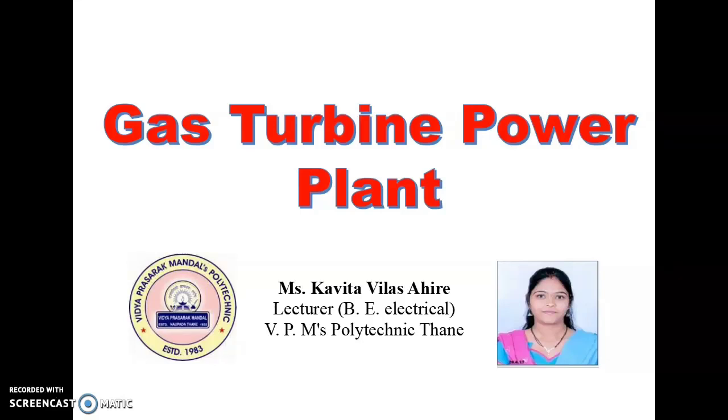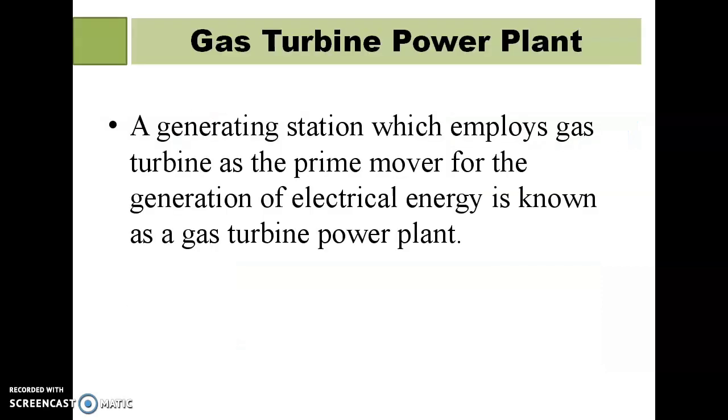Today we'll see the gas turbine power plant. First, we'll see what exactly the gas turbine power plant is. It is the generating station where the gas turbine is used as a prime mover. The gas turbine generates the mechanical energy, which is given to the generator, where the generator converts this mechanical energy to electrical energy. The fuel used in this gas turbine power plant may be natural gas, natural oil, or pulverized coal. So this is how the gas turbine power plant is.